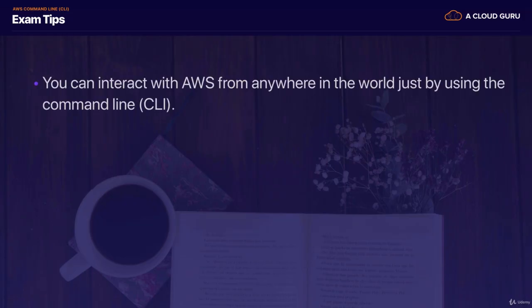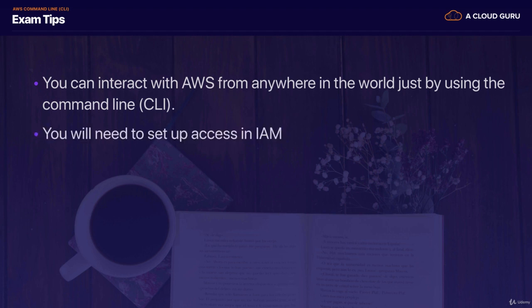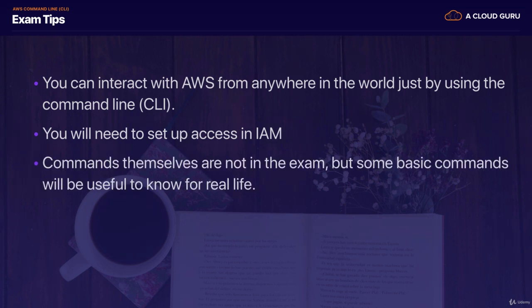So what have we learned? We've learned that you can interact with AWS from anywhere in the world just by using the command line, and you'll need to set up access in Identity and Access Management. So we set up our user, we put our user into a group, and then we applied administrator access policies to that group, which of course the user inherits.